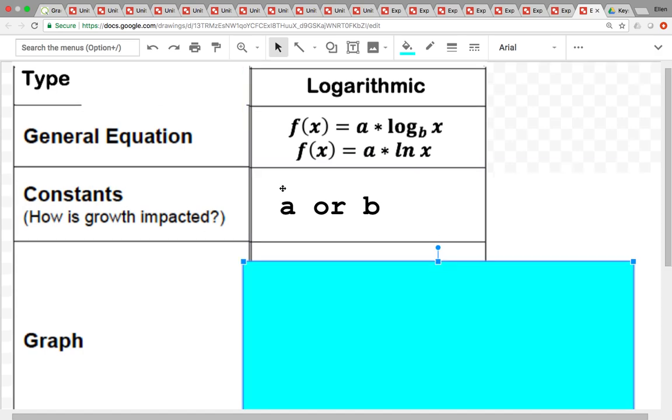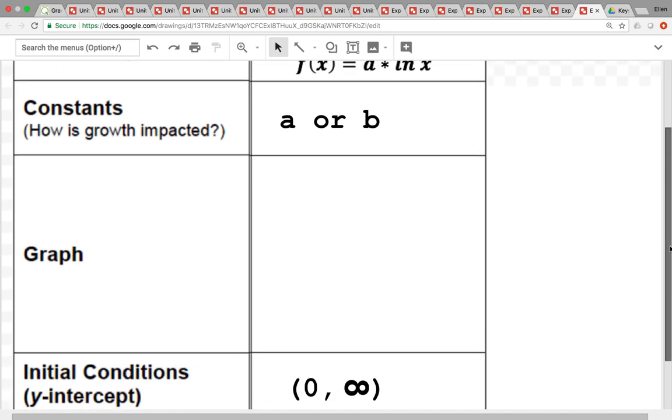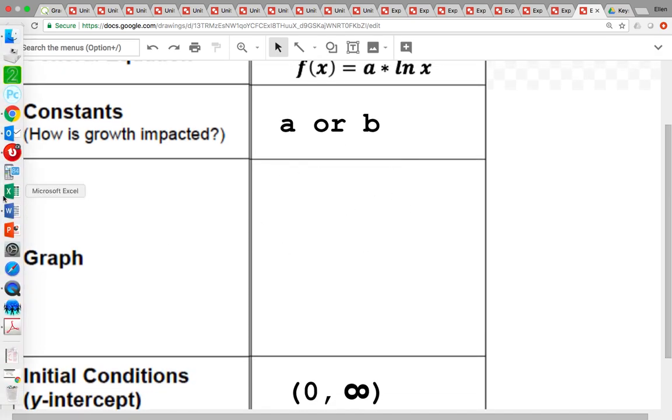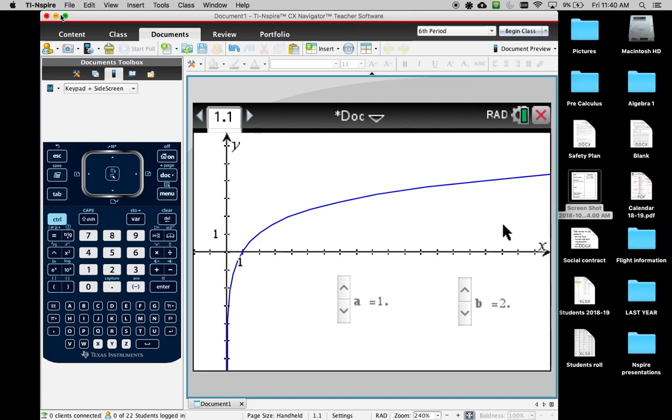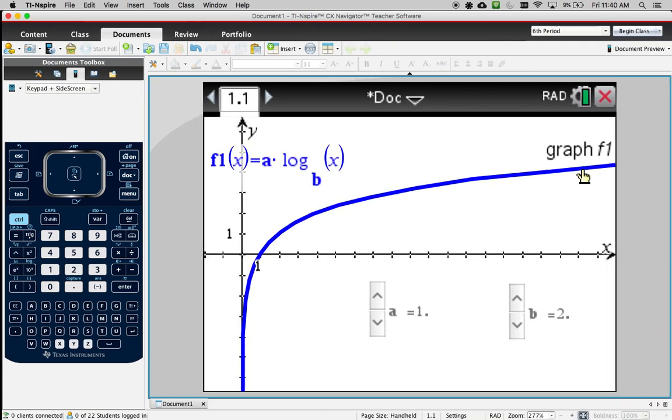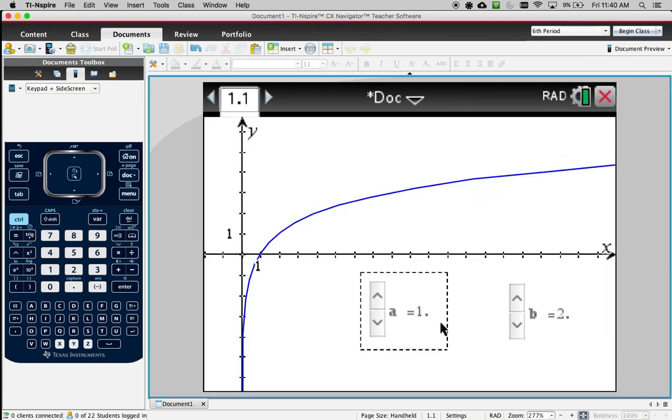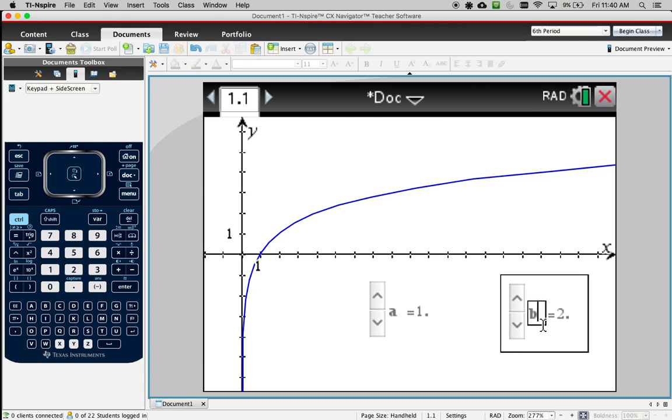All right. So what causes your logarithmic function to grow? It's actually the A or the B that can affect your growth rate. Okay, and we'll look at that in just a second. Notice on here I don't have a graph, because I want to show you the graph on my calculator. So here's our graph. And this time, your A value, your leading coefficient, is just 1, and we start off with our B value being 2.